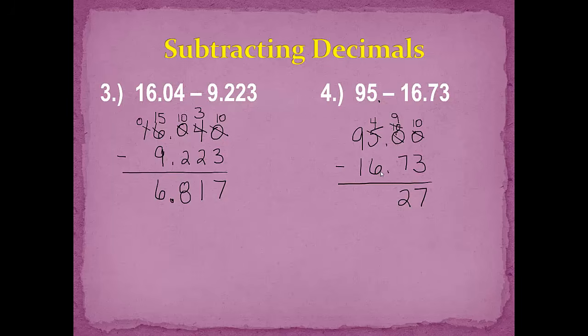4 minus 6 I cannot do, so I will borrow from the 9. It becomes an 8. And now this 4 is a 14. 14 minus 6 is 8. And 8 minus 1 is 7. In my answer, my decimal comes straight down. So I have 78.27, or 78 and 27 hundredths.